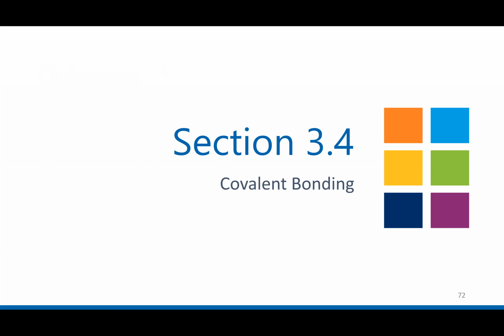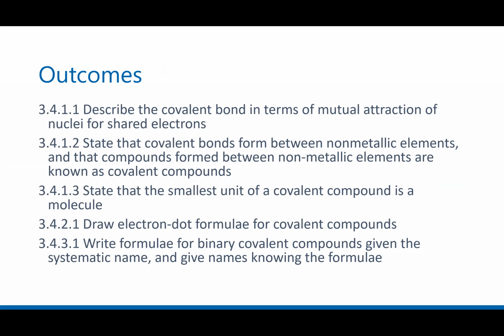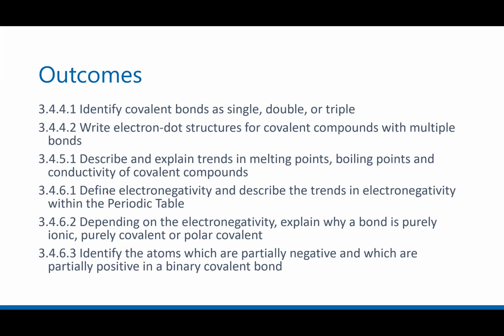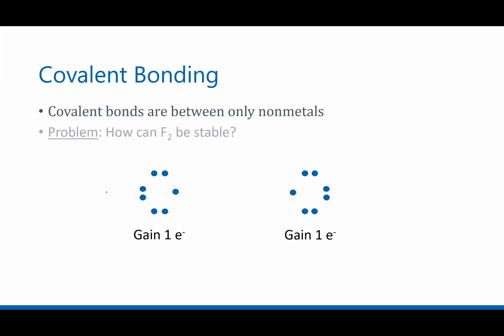So let's look at this section now. There's a lot of outcomes here, but it's pretty straightforward. We're basically going to look at electron dot formulas for covalent compounds and also look at this idea of the VSEPR theory, valence shell electron pair repulsion. We'll talk about that in tomorrow's class. So for today, I just want to talk about covalent bonding in electron or Lewis dot diagrams.